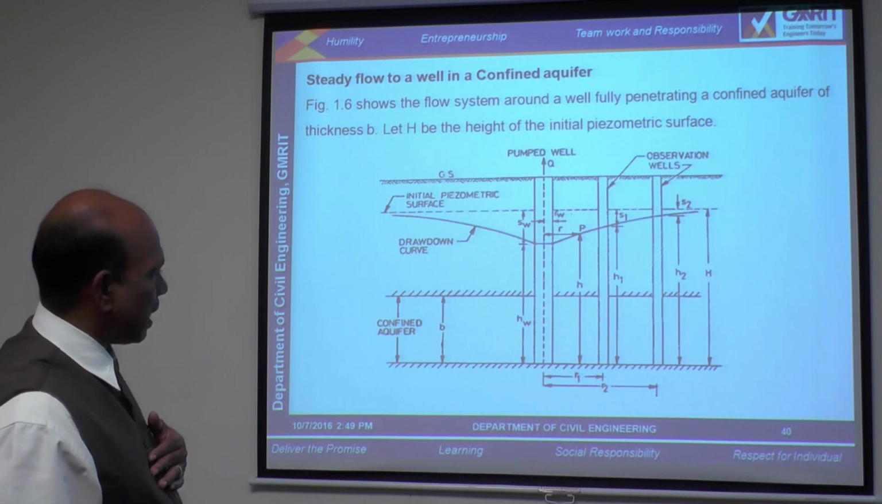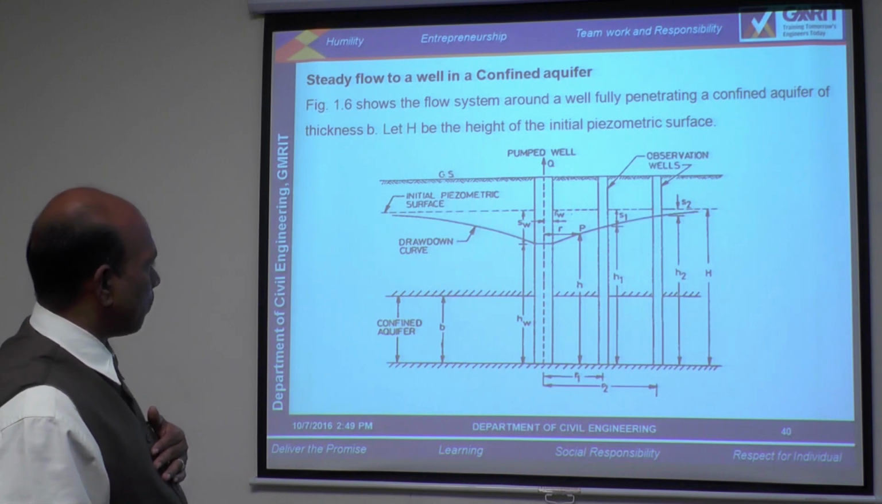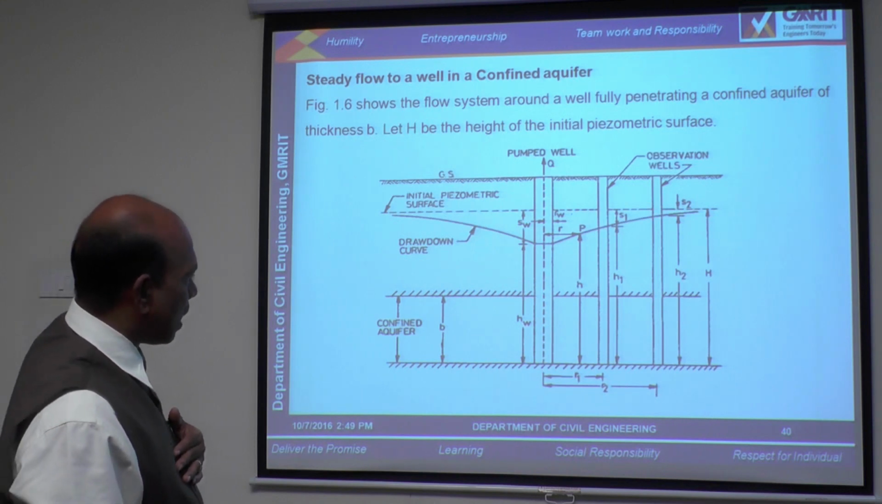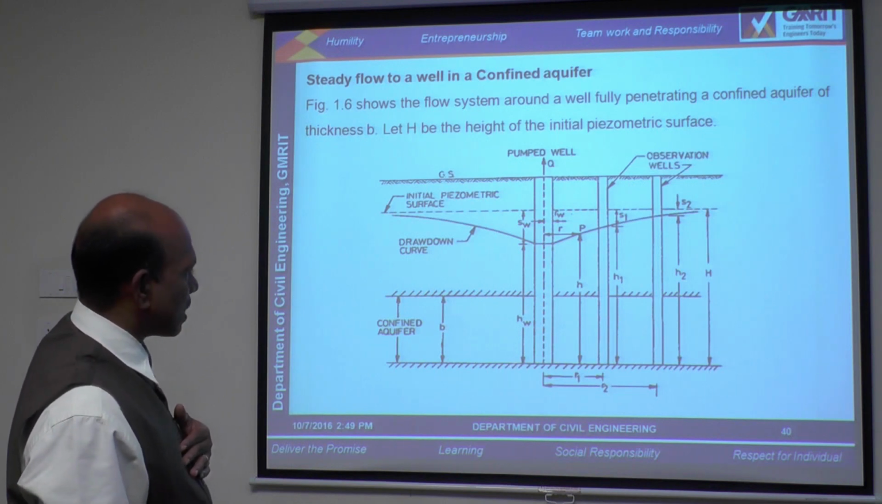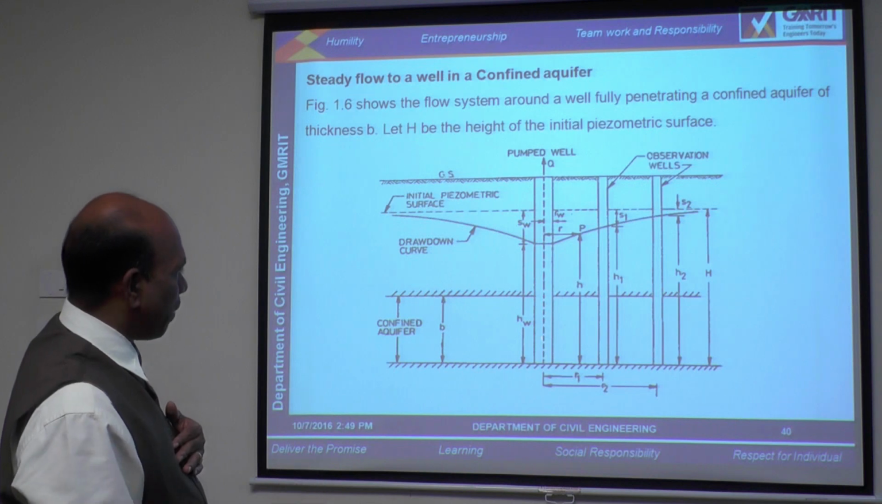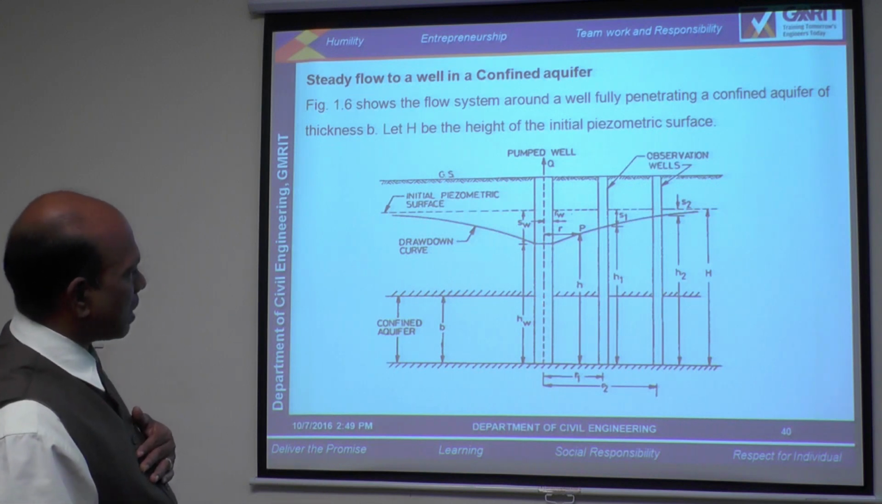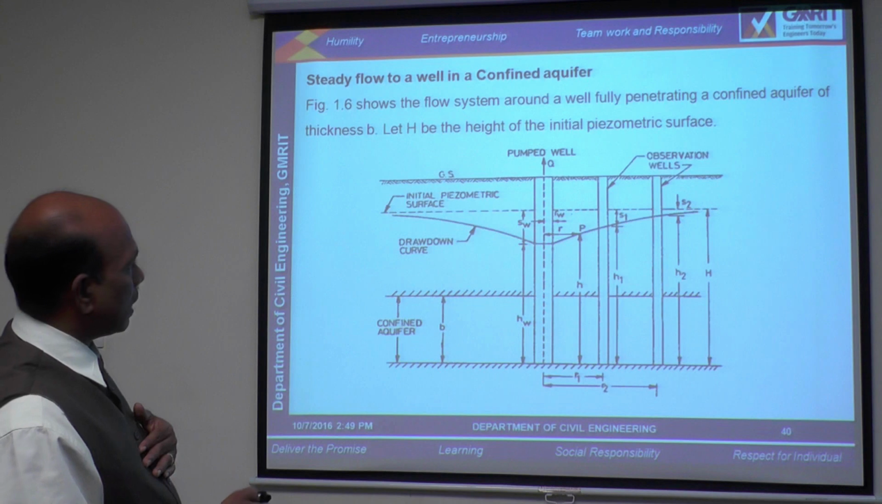This is the impervious layer. This is another impervious layer. Here, this is a confined aquifer located in between two impervious layers. So here, if we dig one well, the water level will rise like this, up to this point. This is known as the piezometric surface.